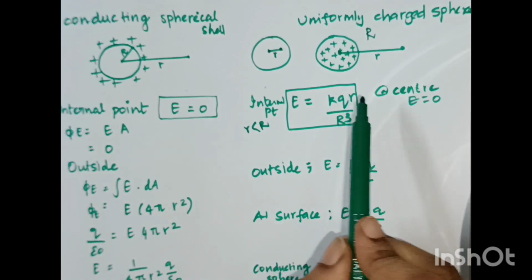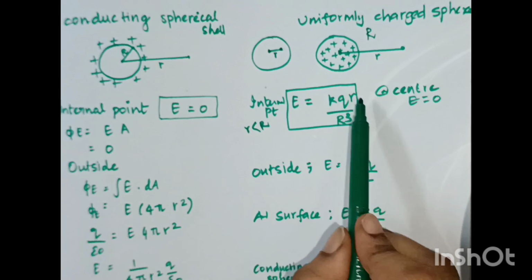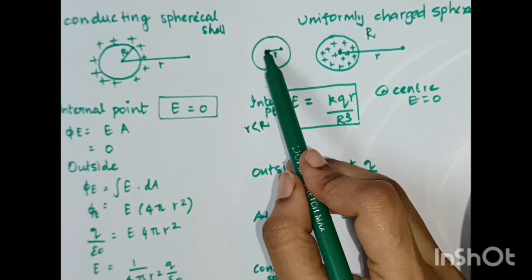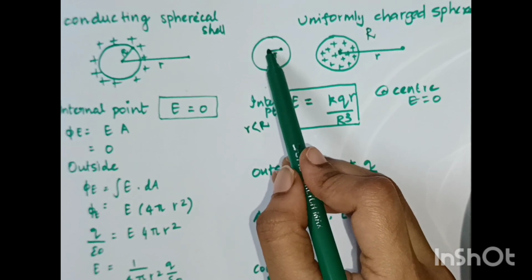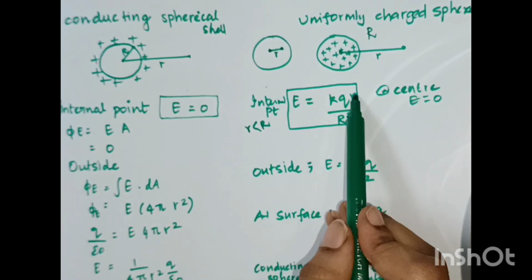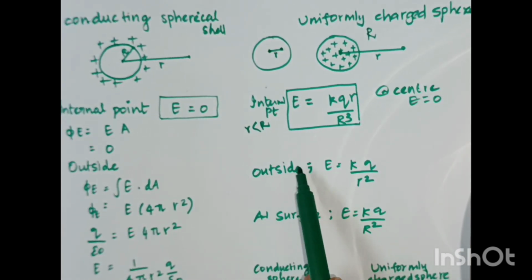If we take the center point, then the distance small r is 0. If the point is itself at the center, then the value of small r is 0. So the electric field at the center will be 0. Please note that. Now we will see the point outside.